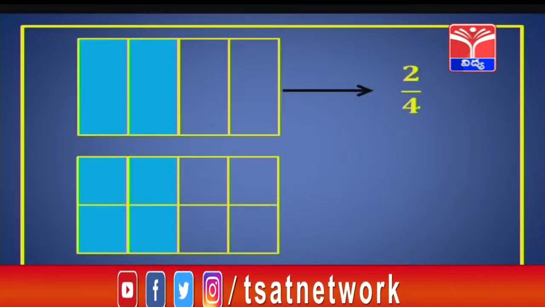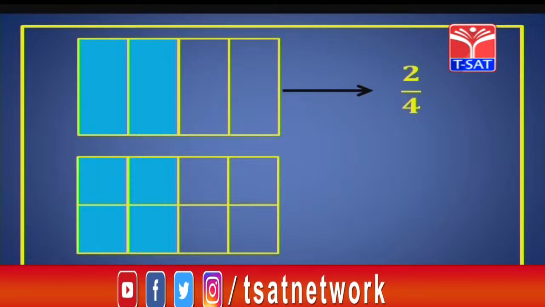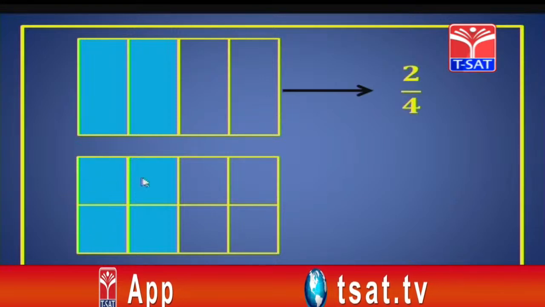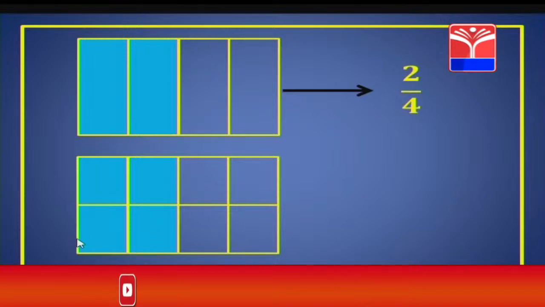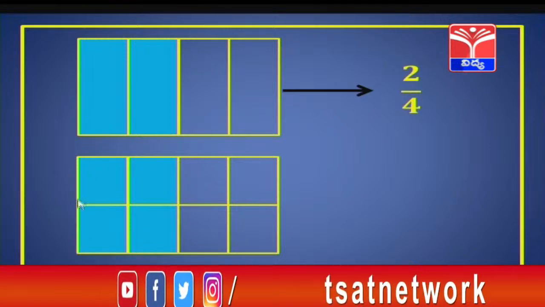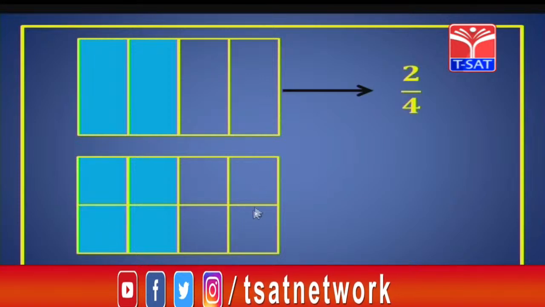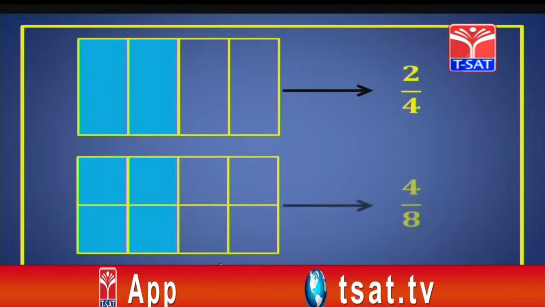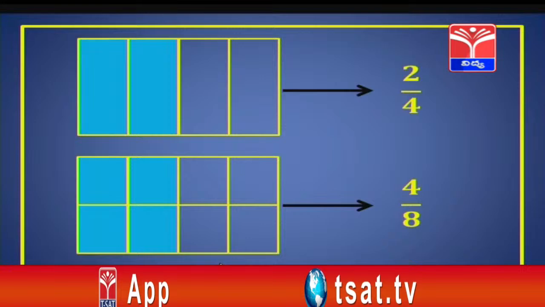Now, children, let us draw another line such that now it is divided into 8 equal parts. Now, see 1, 2, 3, 4, 5, 6, 7 and 8. So, out of these 8, how many are shaded children? Yes, 4 parts are shaded and 4 are unshaded. Now, can you tell me children what is the fractional form of this? That is right, it is 4 by 8.